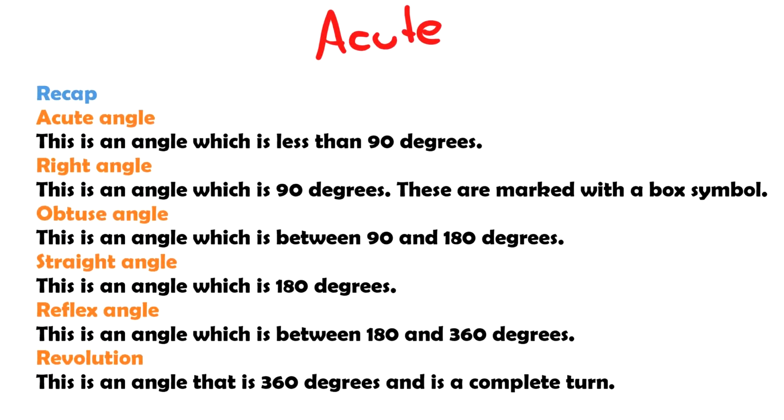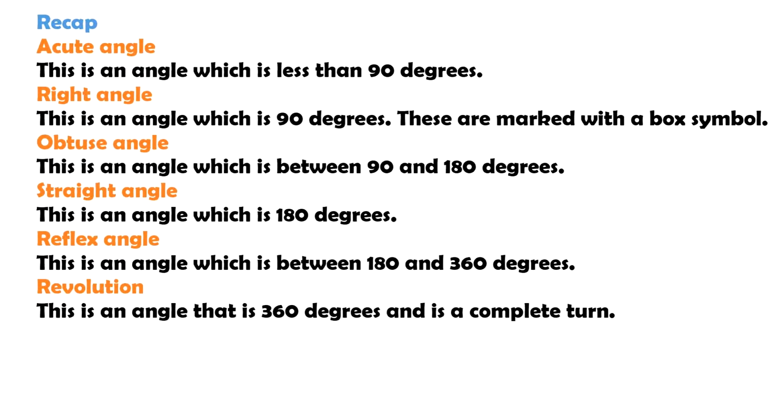Now to recap what we've just covered, we know we have an acute angle, which is an angle that's less than 90. We have what's called a right angle. That's exactly 90 degrees, and it's unique because it's marked with that box symbol in the corner. The next one is an obtuse angle, and that's between 90 and 180.